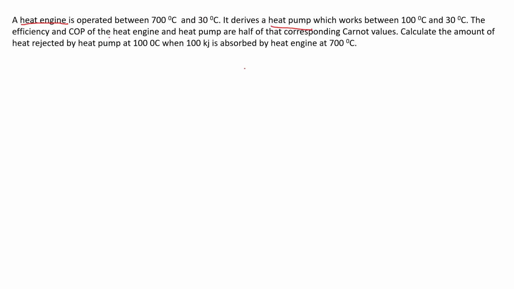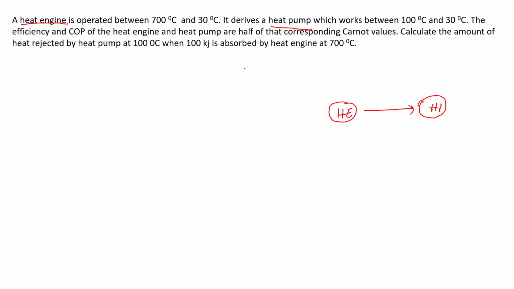The efficiency and coefficient of performance of the heat engine and heat pump are half of the corresponding Carnot values. Calculate the amount of heat rejected by the heat pump at 100 degrees Celsius when 100 kilojoules is absorbed by the heat engine at 700 degrees Celsius. So what are the parameters given here? We first have to draw the diagram. I am considering the heat engine here, and the heat pump working after that.